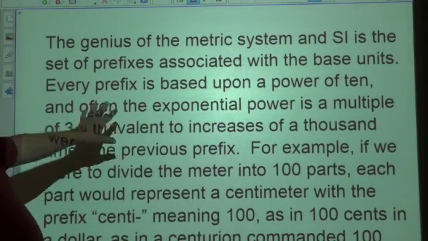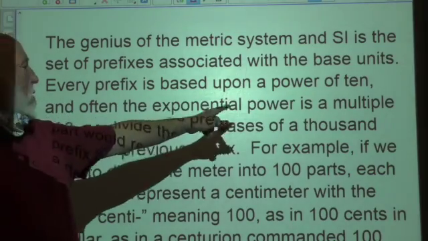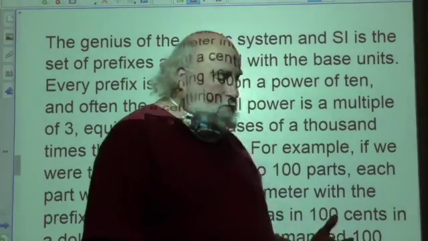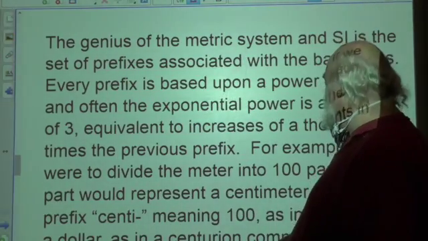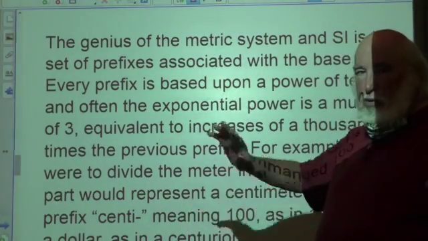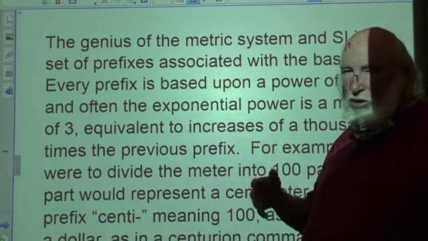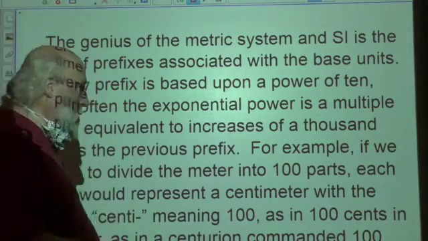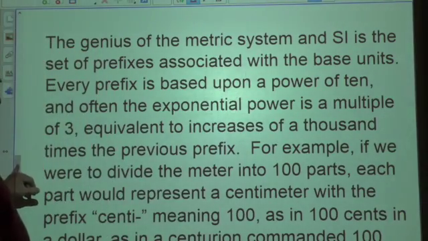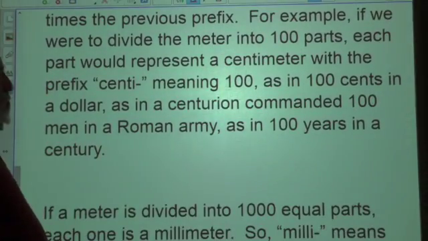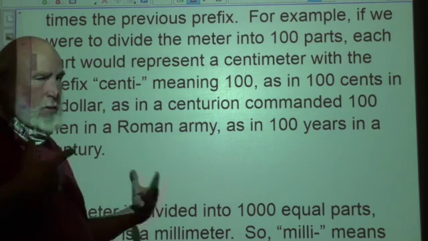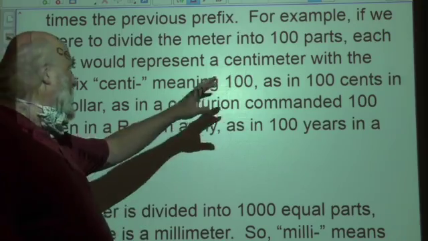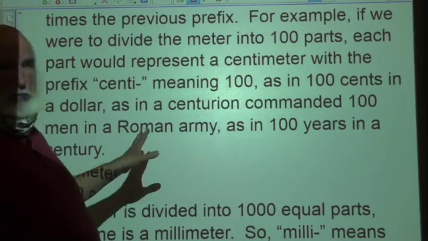Every prefix is based upon a power of 10, and often the exponential power is a multiple of 3. What I mean by that is, we have centi, which is what most people know, like centimeter, centiliter, centigram. Centi means 100. The number associated with centi is 100. How do we know that? Some people struggle with these prefixes, but centi should be a really easy one to remember because there are 100 cents in a dollar.